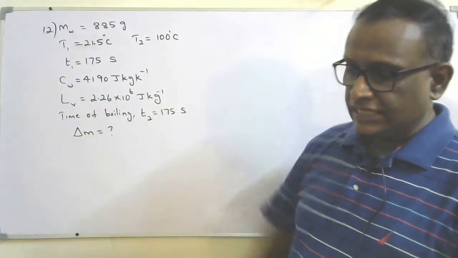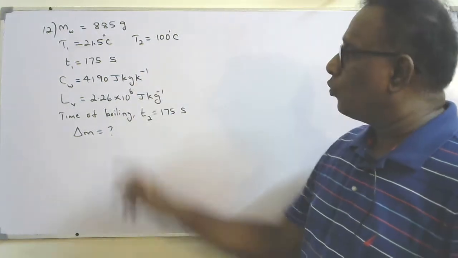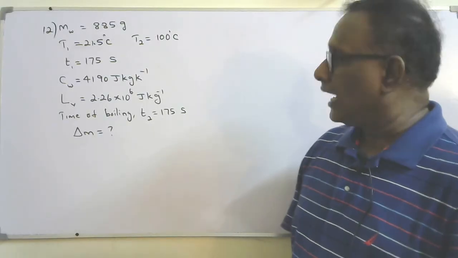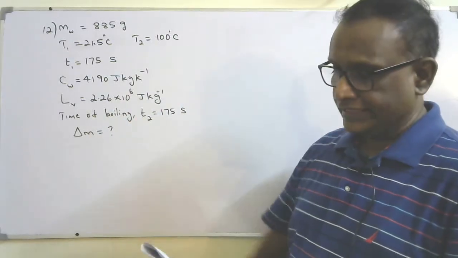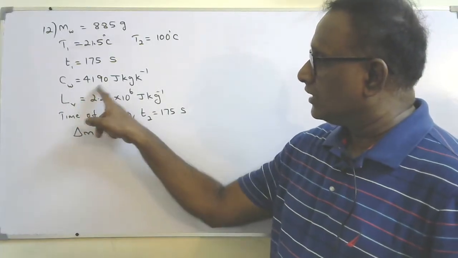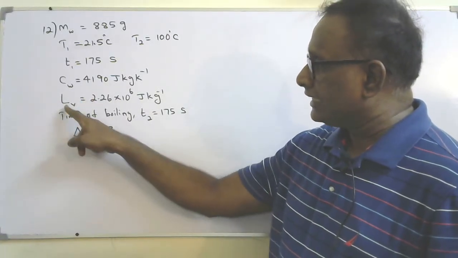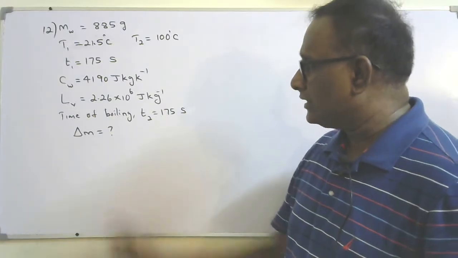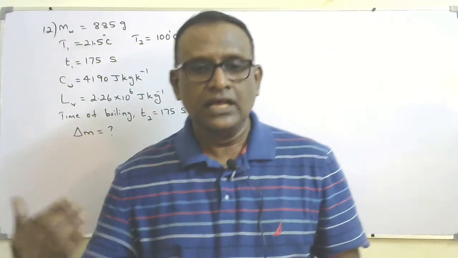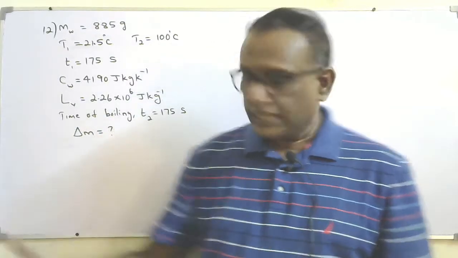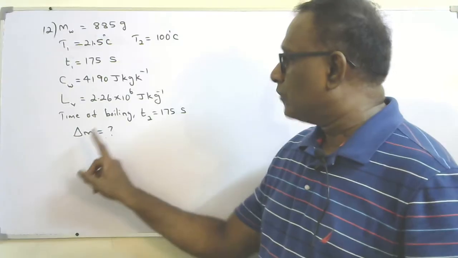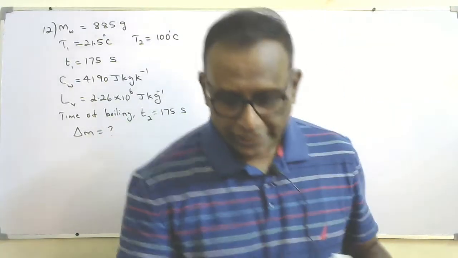The kettle is left switched on for 175 seconds until the water temperature increases to 100 degrees Celsius. So the specific heat capacity is given for the water, the latent heat of vaporization of the water is given, and the time of boiling. So after it reaches 100 degrees Celsius, the water was let to boil for 175 seconds. The question is, find the mass of water boiled off.